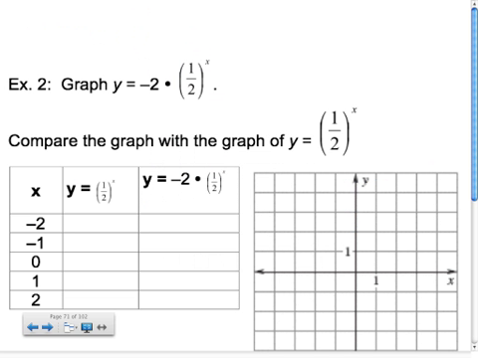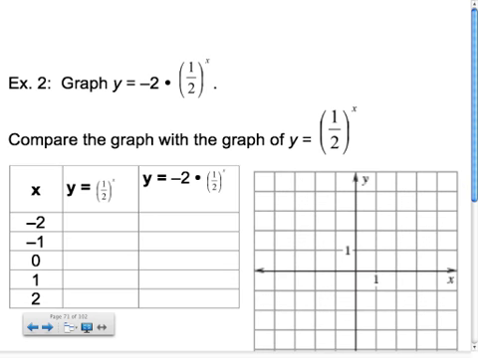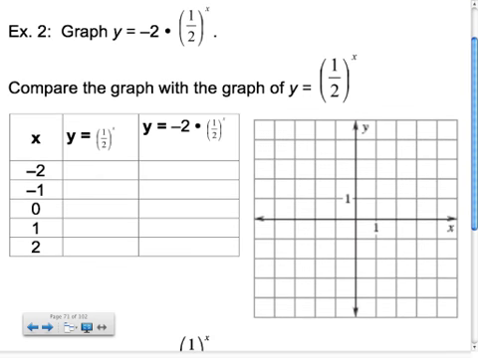So again, this is probably a good time for you, if you feel confident in this, to go ahead and pause the video and fill out this table of values and see what you get, and try to graph both of these on your own. If not, that's fine too. Just keep plugging away here.